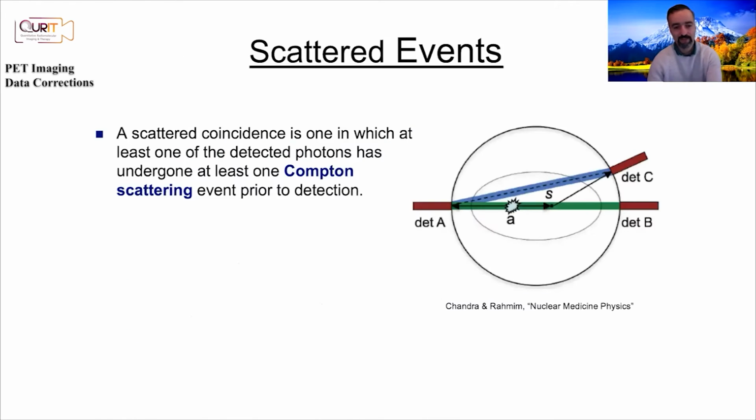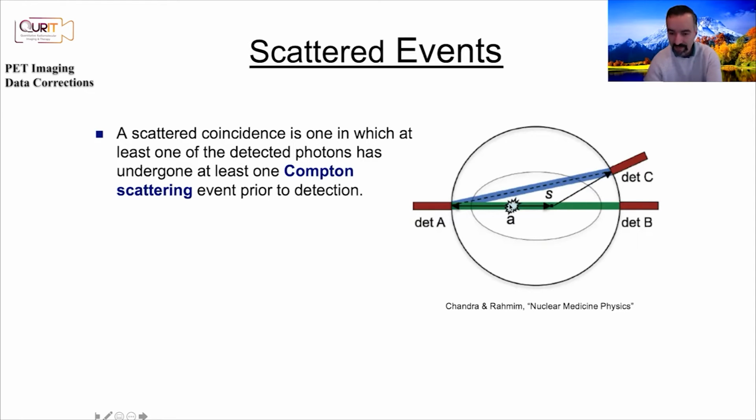Let's talk about scattered events. Scattered events are, as is shown here, ones in which at least one of the detected photons has undergone at least one Compton scattering prior to detection. So this is the annihilation event. Here's photon number 1, photon number 2. This was meant to be detected here, but it was scattered here, and it ended up being detected here.